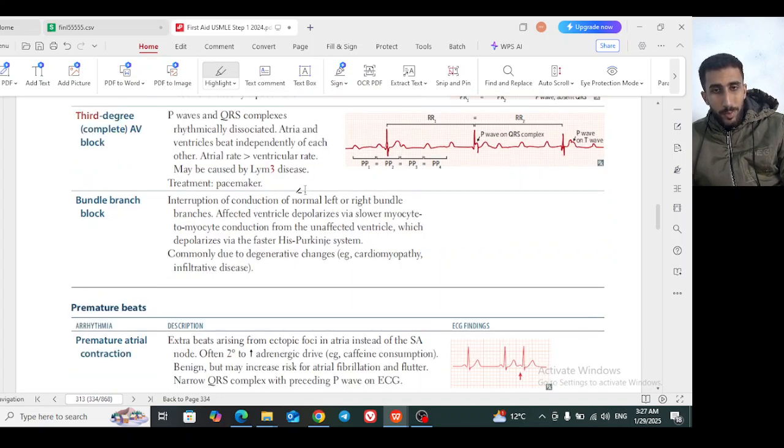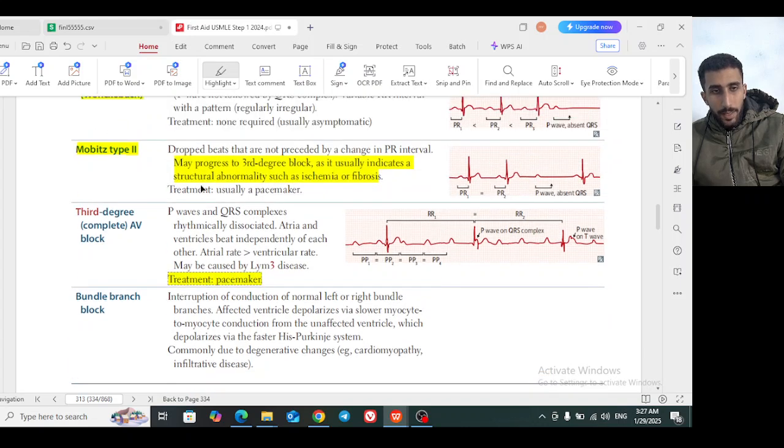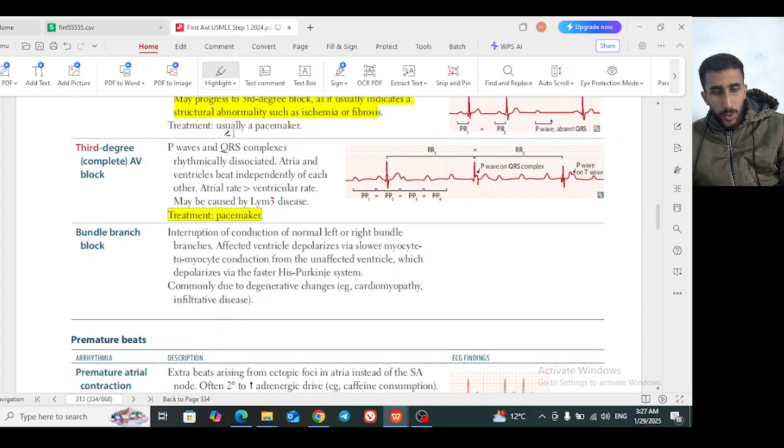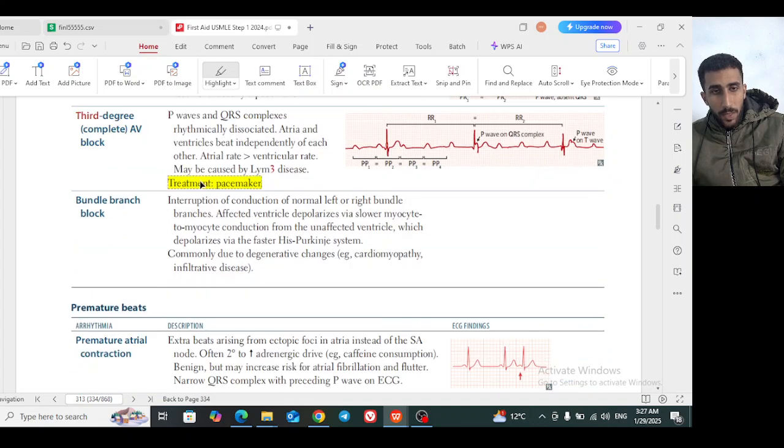For the third degree heart block, the treatment is always pacemaker. So the second degree heart block, Mobitz type 2, maybe or usually you give a pacemaker, but the third degree heart block, you always treat with a pacemaker.